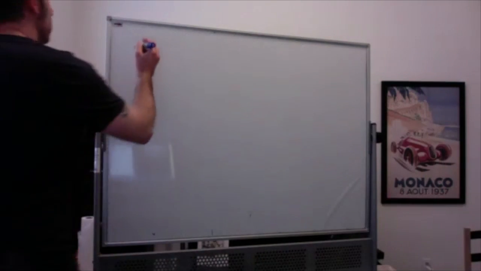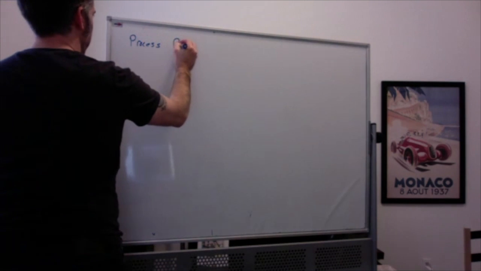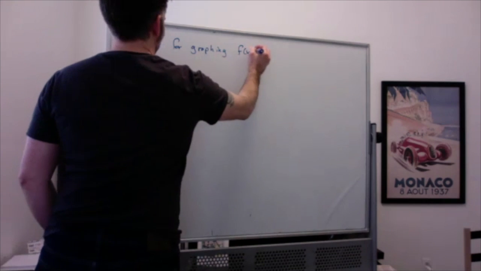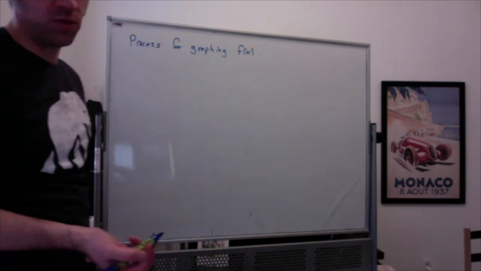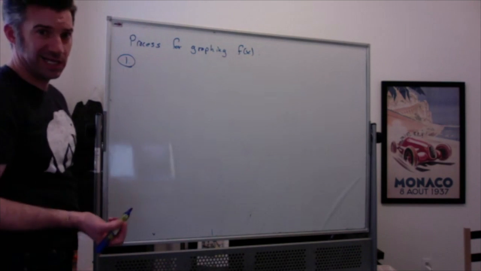So here's the process real quick. So process for graphing a function. This is the order I usually go in. Step one, intercepts.